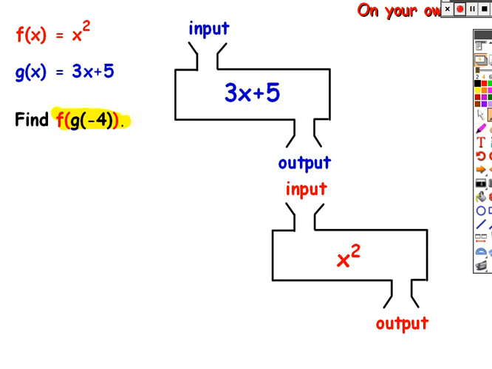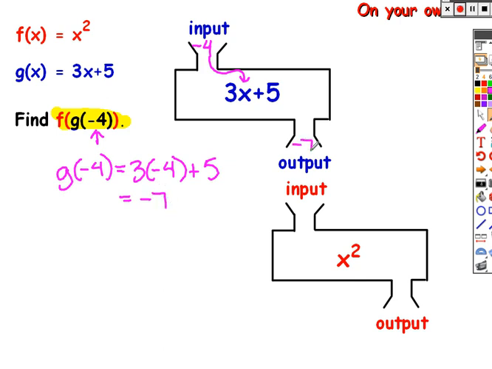First thing you should do is, looking at the innermost parentheses, plug in negative 4 into function g. Wherever I see an x, I'm going to replace it with a negative 4. So g of negative 4 should be 3 times negative 4 plus 5, or negative 12 plus 5, which ends up giving me negative 7. So g of negative 4 is negative 7.